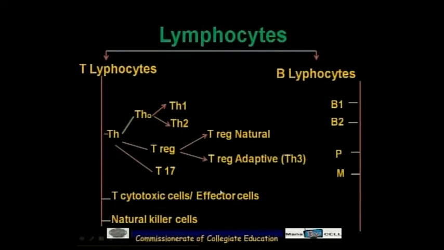Next, B lymphocytes are of two types, B1 and B2, and these two are mainly involved in the production of antibodies. After activation of B1 and B2, they undergo differentiation and form plasma cells, and plasma cells are divided into memory cells as well as antibody producing cells. So these are the lymphocytes specifically involved in acquired immunity.